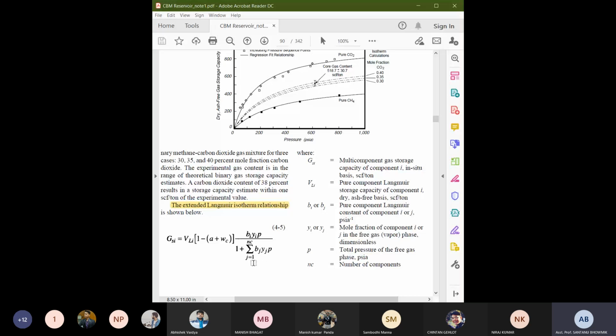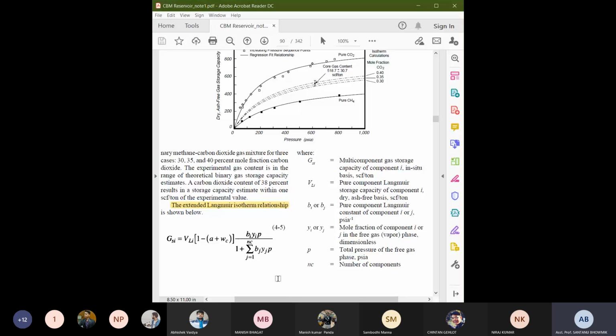But in the denominator, it is seen that 1 plus the sum over J equal to 1 to NC, that means number of components. As there are two components, in the first case it will be B methane, Y methane into P, plus B carbon dioxide into Y carbon dioxide into P. So this will be the total in the denominator. This is the summation sign. Whereas the numerator is for the individual gas component.